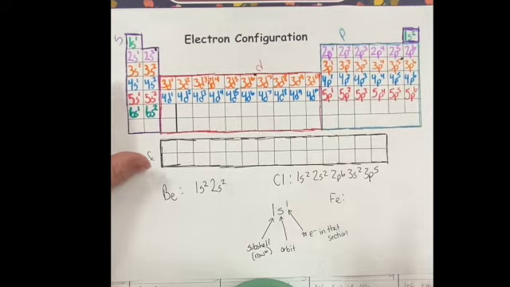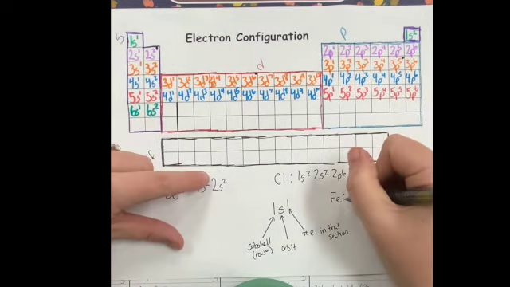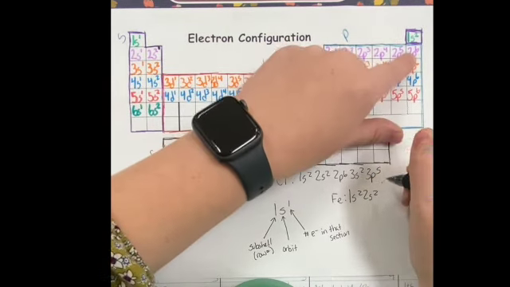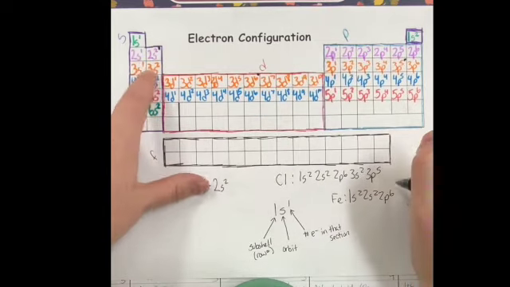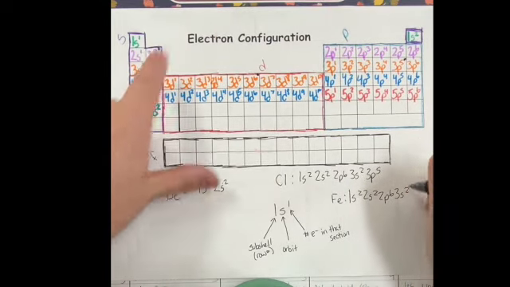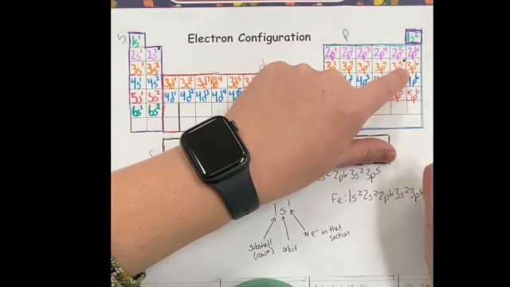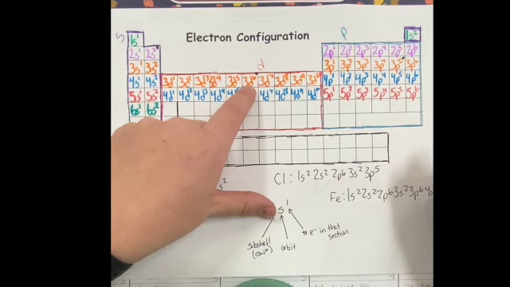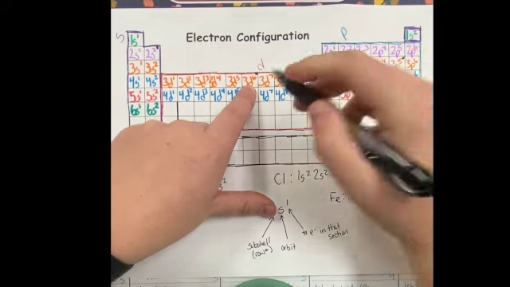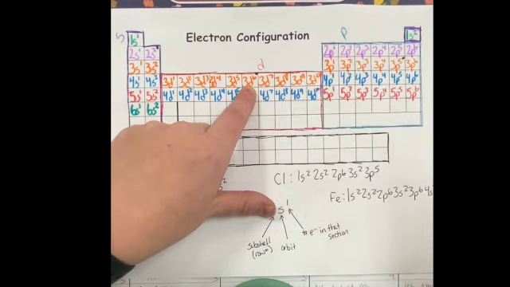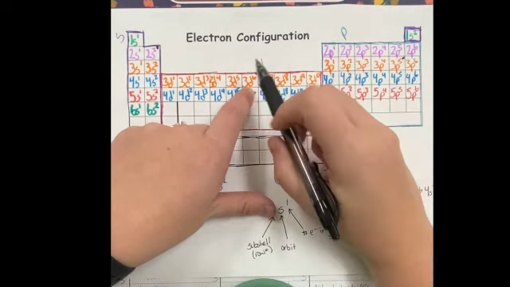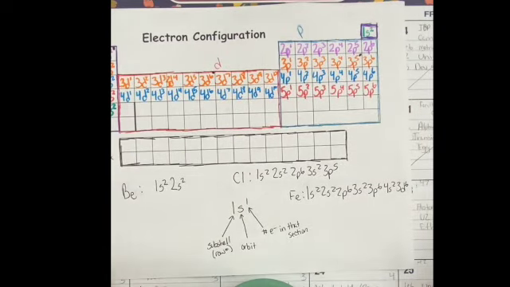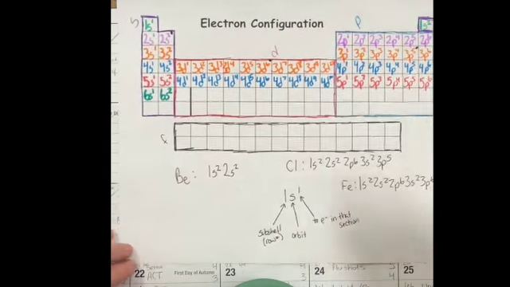So we start from the beginning. So 1s1, 1s2, 2s2, 2p6, 3s2, 3p6, 4s2, 3d6. We stop at 3d6 because that's what we're wanting. We're wanting iron, or Fe, which is in that square. So that is where we would stop for iron. So this is the longhand.